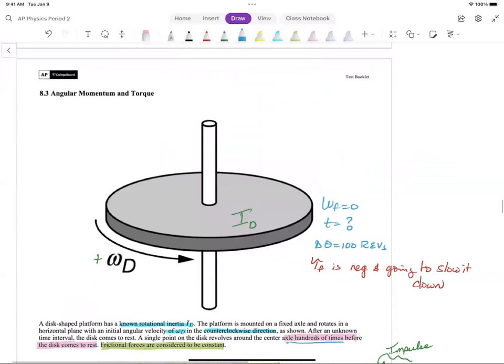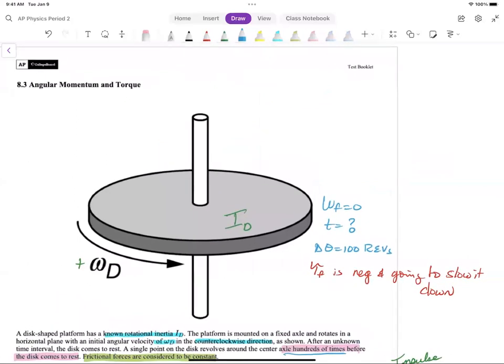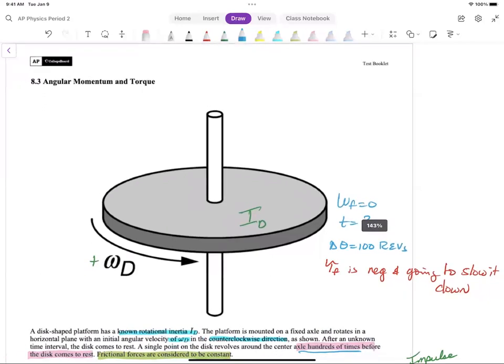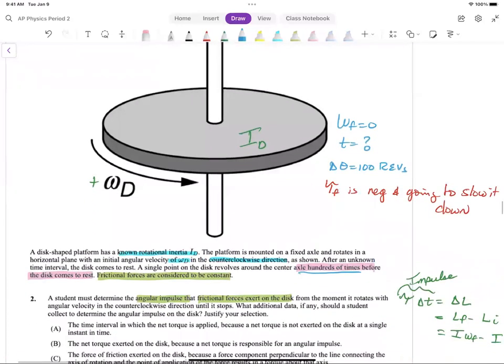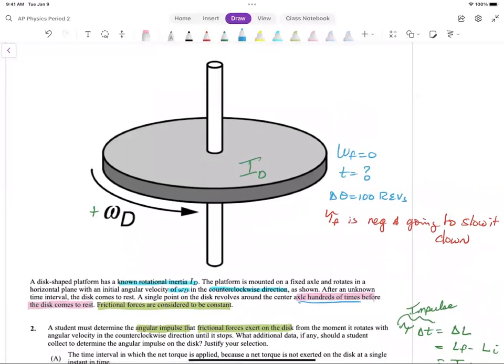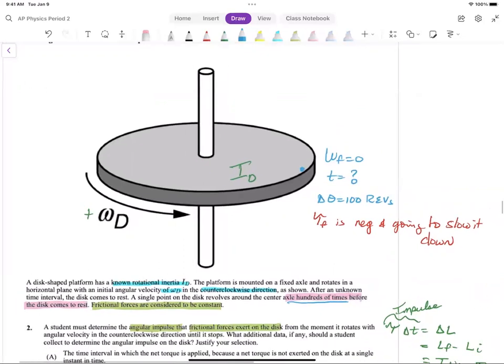Number 2, I have a disk that has an initial angular velocity omega d. It's positive. I have a known rotational inertia, which is its rotational mass. They tell me it goes until it stops, and the final angular velocity was 0. Time is question mark. And they told me that we have the ability to see a single data point on here, and it rotates 100 times before coming to rest. Frictional forces are what's causing it to slow down.